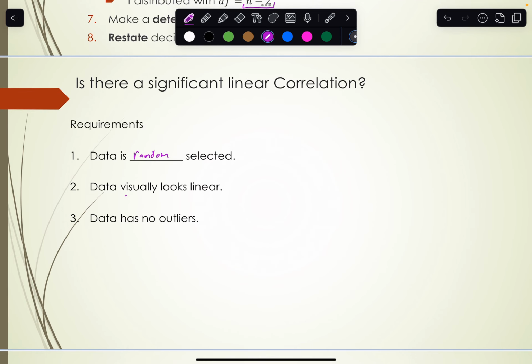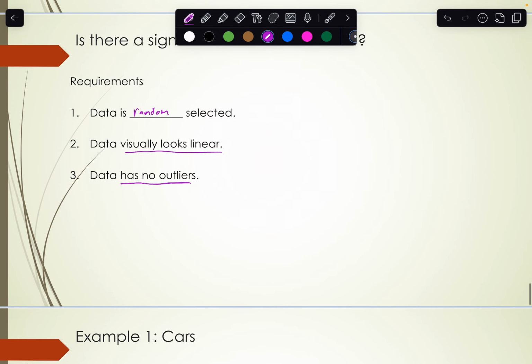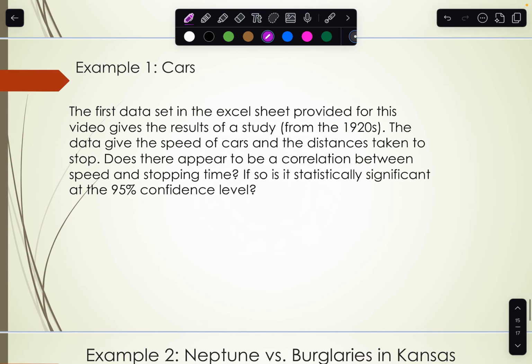Then the data needs to visually look linear. Also, make sure the data has no outliers because your correlation will be significantly off if there are any outliers. Now it's time for an example.